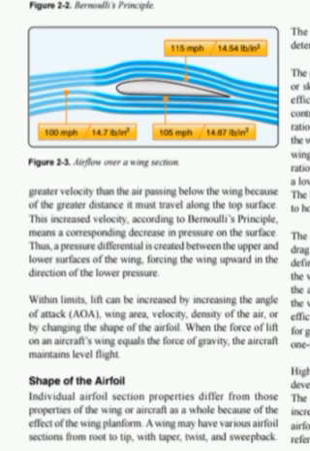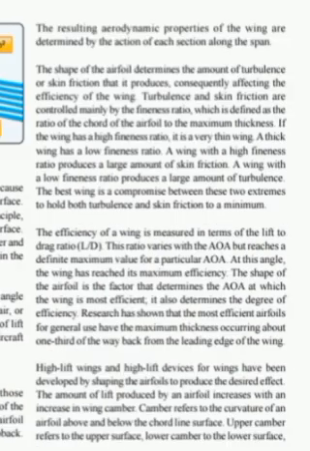Shape of the airfoil. Individual airfoil section properties differ from those properties of the wing or aircraft as a whole because of the effect of the wing platform. A wing may have various airfoil sections from root to tip with taper, twist, and swept back.